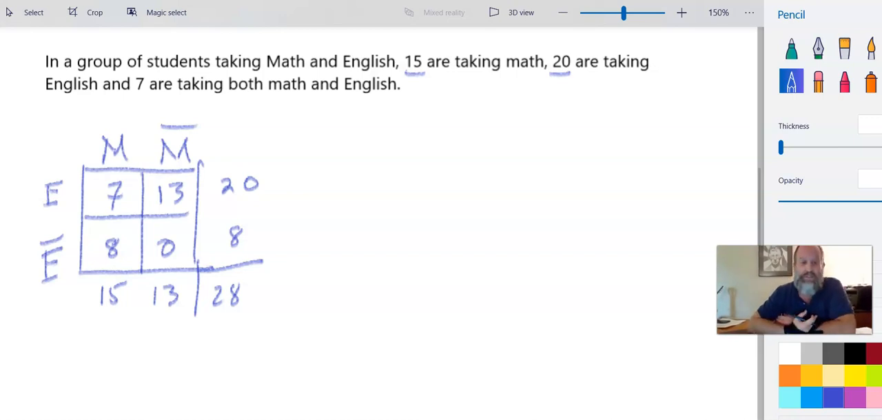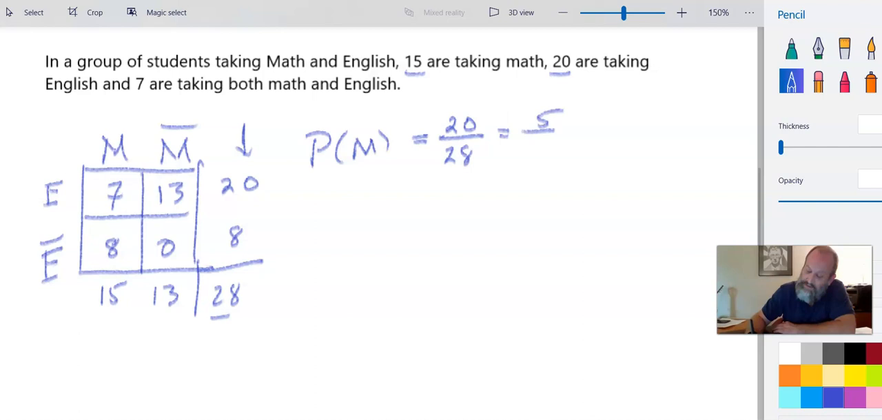Now once you fill out all these things, you can use it to start finding probabilities, right? If I wanted something straightforward, like the probability that I get someone who's taking math, well, I know there are 20 people taking math altogether. If I want that probability, it's going to be 20 divided by the total number of people that I'm counting, which is 28. And so that will reduce now to 5/7. So the probability of finding someone who's taking just math is 5/7.